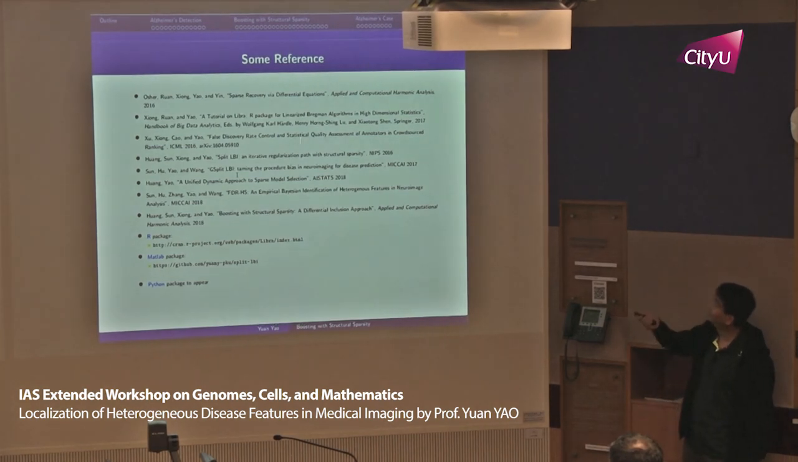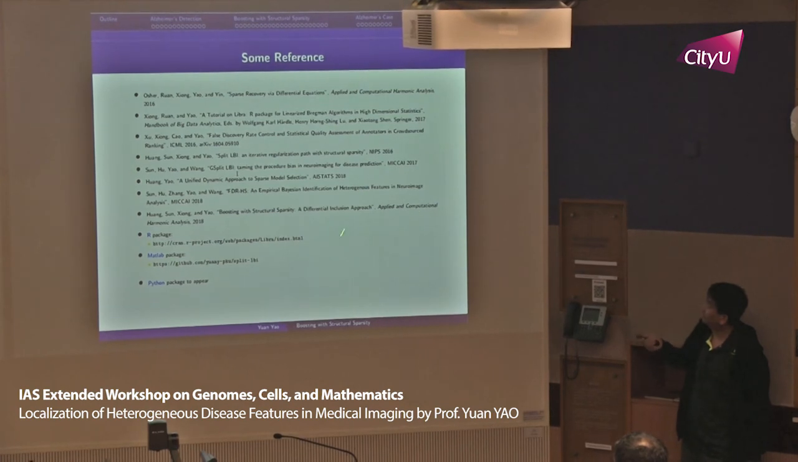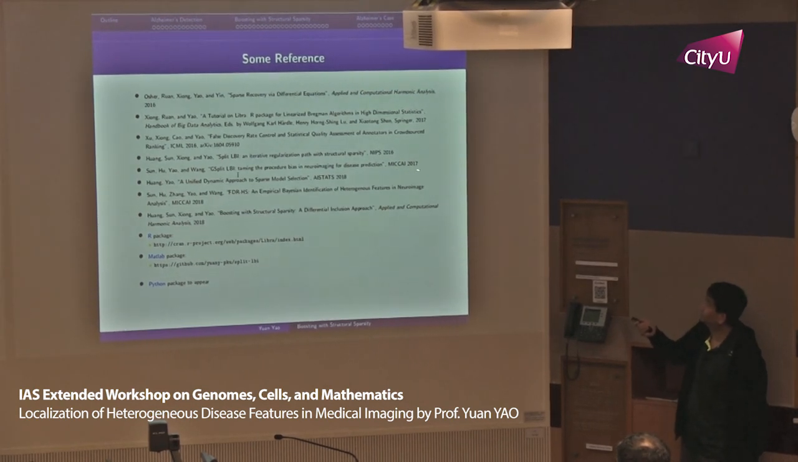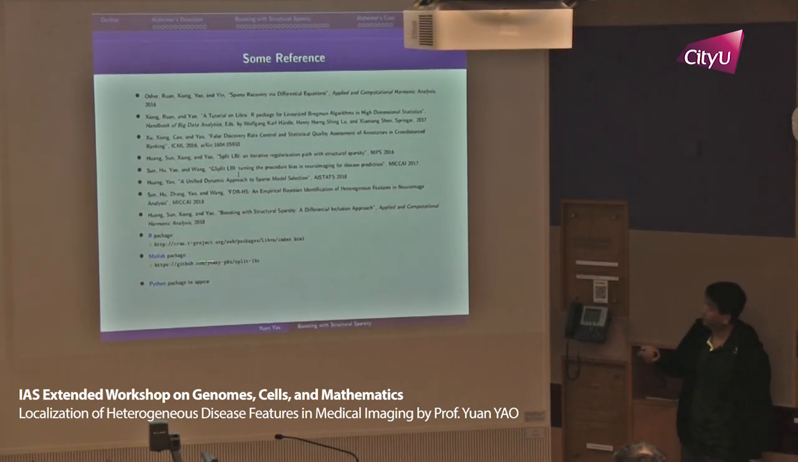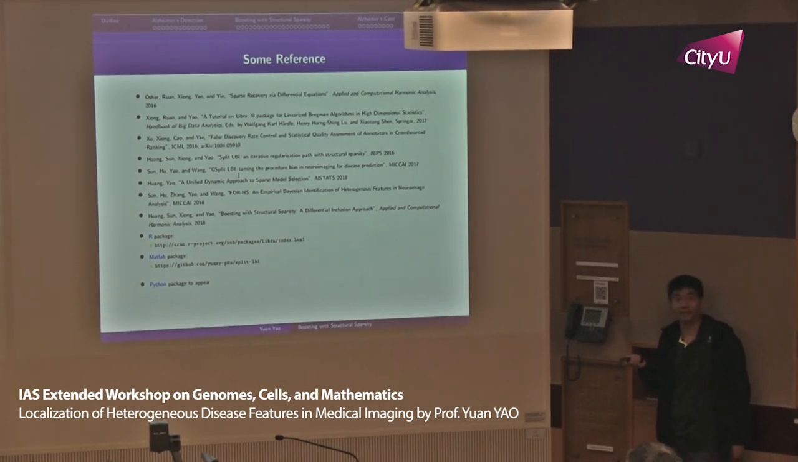Hopefully not too long. If you are interested, you can see the references: mostly our theory is in these two ACHA papers, and others; machine learning and AI statistics, and applications in medical imaging come mostly in these two MICCAI papers. And we have an R package here, and also a MATLAB package accompanying these papers, and we are also writing a Python package, which will appear maybe in a couple of months.